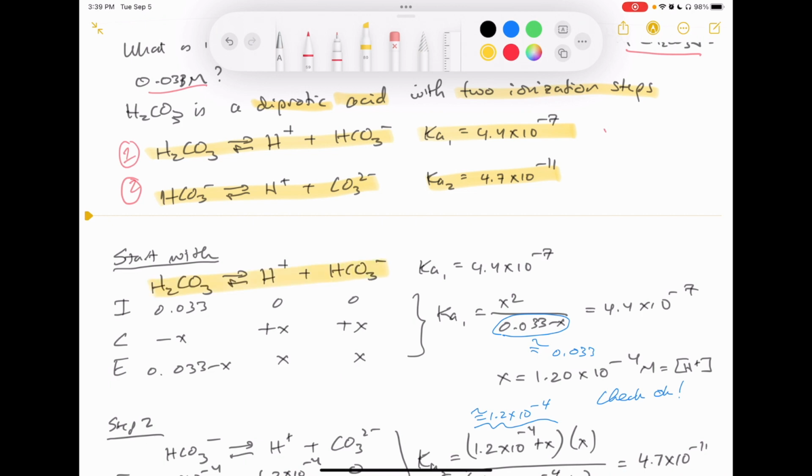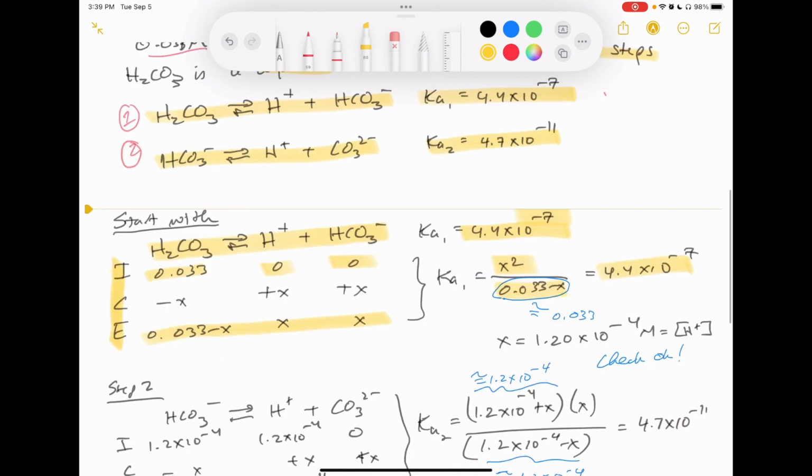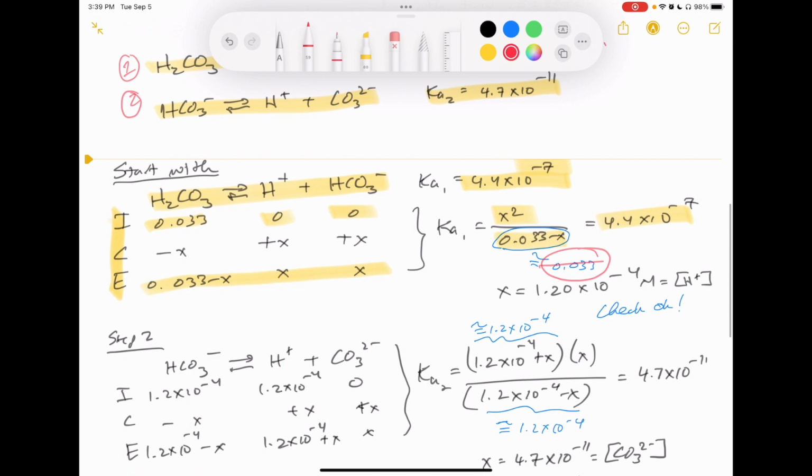We have our reaction, we have our ICE table. We start with 0.033, no products initially. At equilibrium, we have the same setup that we've seen a few times now. It's X in this case because this is a weak acid, right? Our Ka is less than 1. Setting up the Ka expression: X squared over 0.033 minus X equals that Ka1 value. We can use our small K assumption, saying that 0.033 minus X is about equal to 0.033, and then just solve at that point.